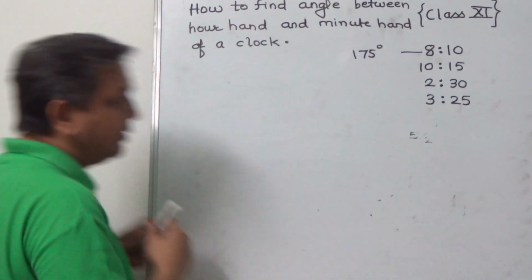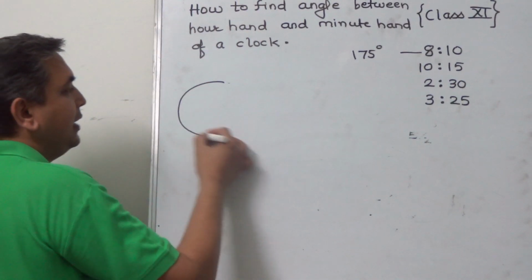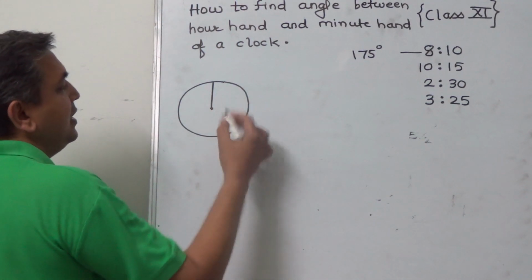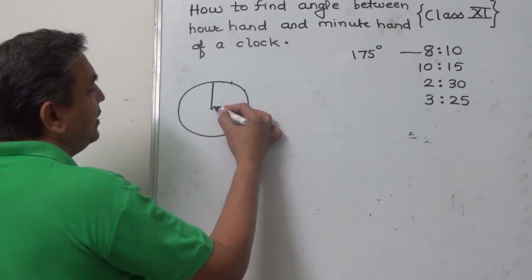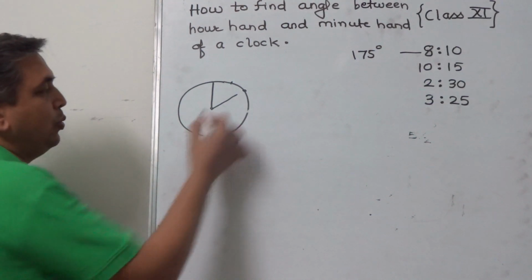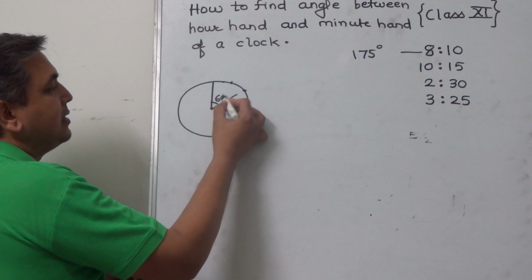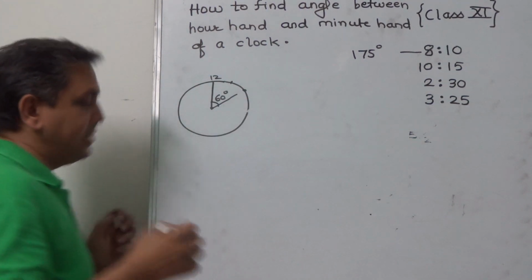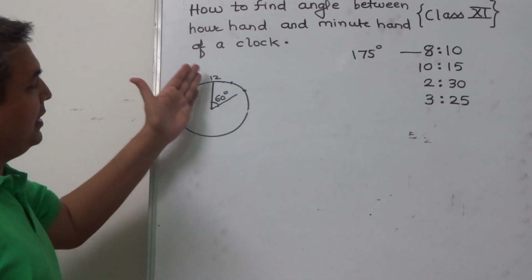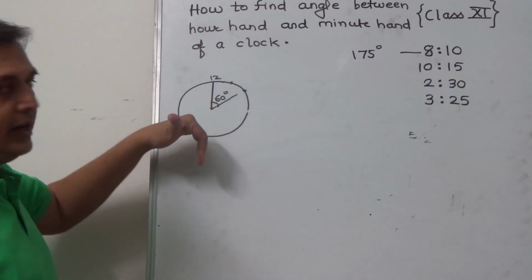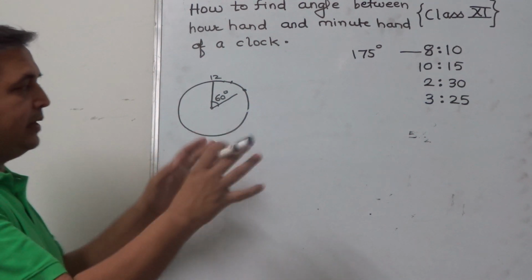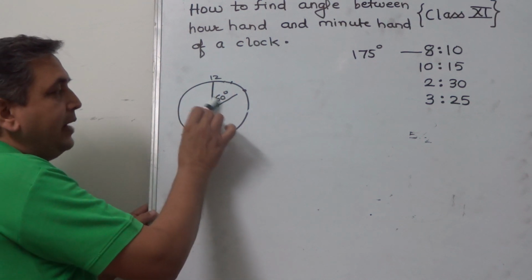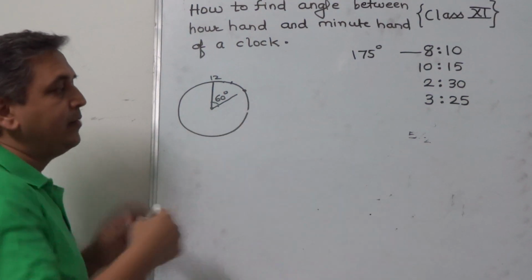Third question, 2:30. Now at 2:30 we have to find the angle. First we see the angle at 2. This is the minute hand and this is the hour hand at 2. This angle is 60 degrees. Now after 30 minutes, see here, the minute hand will cross the hour hand and go ahead. So whatever angle we get in 30 minutes, we have to subtract this 60 from that bigger angle.